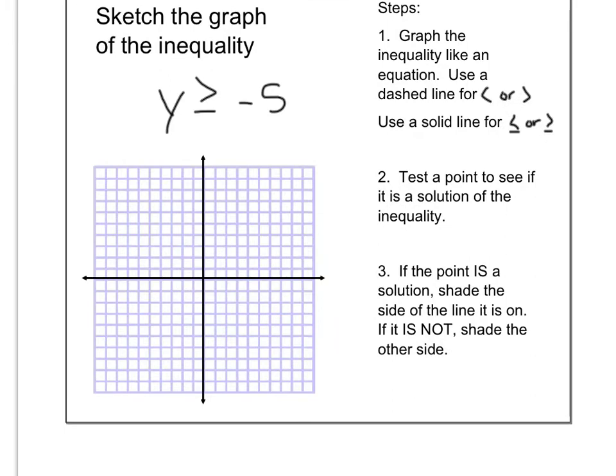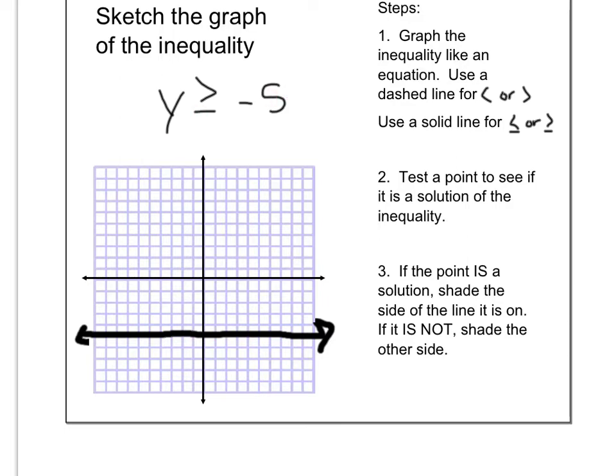Okay, for this example, we're going to do the exact same thing. We're going to graph it like it's an equation. The only thing we have to pay attention to is the inequality sign. This inequality sign tells us to use a solid line. Okay, so y is greater than or equal to negative 5. We're going to graph like it's y equals negative 5. We're going to use a solid line. So y equals is a horizontal line that goes at negative 5 on the y-axis. So I'm going to go to negative 5 and make a line straight across there. And again, it's solid because we've got the or equal to sign here. So that means that negative 5 is a solution to this because negative 5 is equal to negative 5.